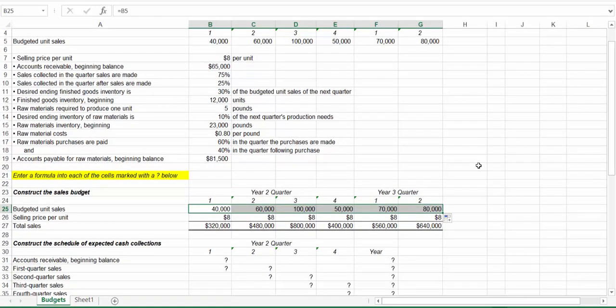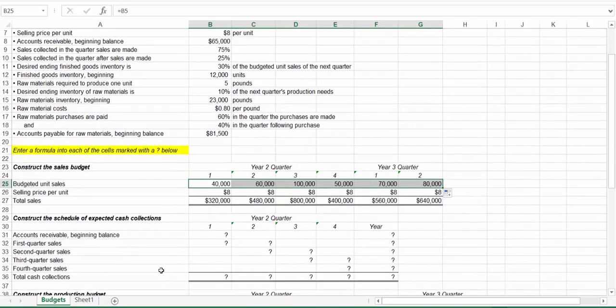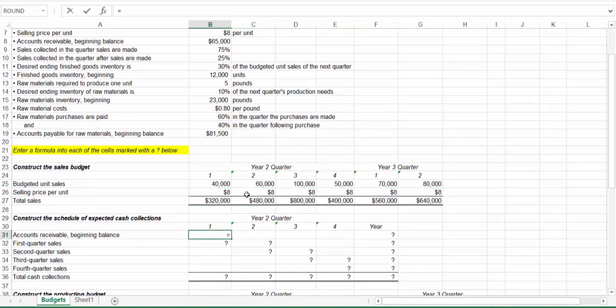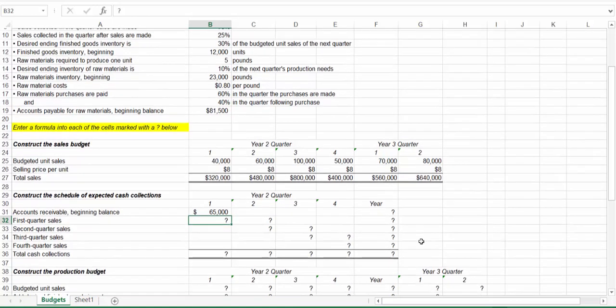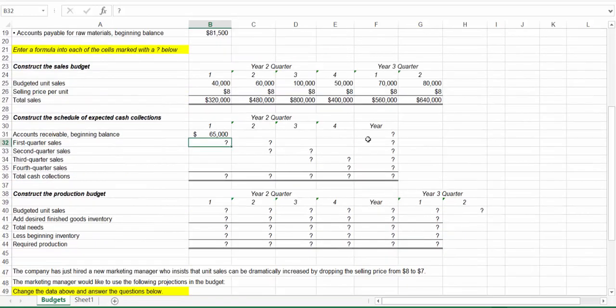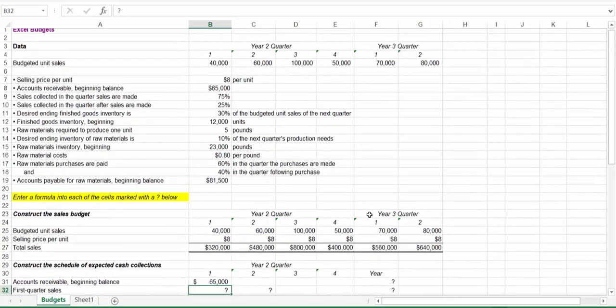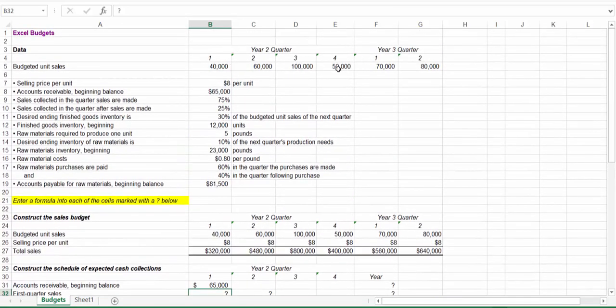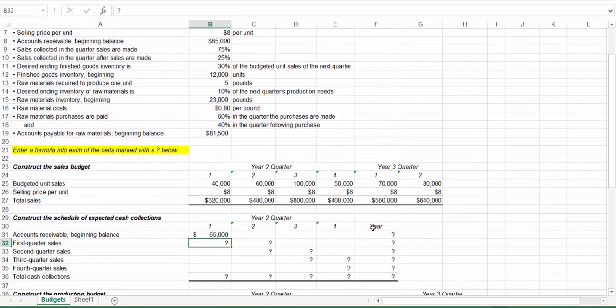Next up we're going to do the schedule of cash collections. I'm not going to do the whole thing, but I'll get us started. Our accounts receivable beginning balance is the number that they give us here. Now the thing to be careful of when you're working on these budgets is the years. Be careful because you end up with the year total over here, so you can't drag all the way across, because if you drag across from 4, then you get to the next year 1 when you really want a year total. So you have to make sure that you stop here and then add up your numbers.